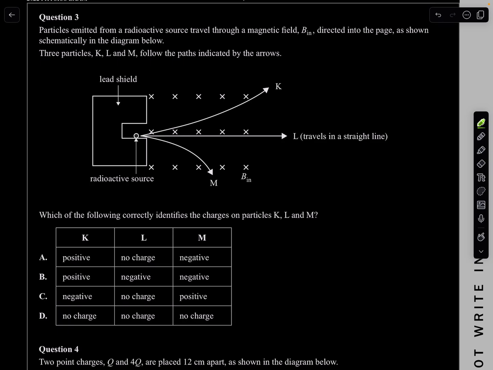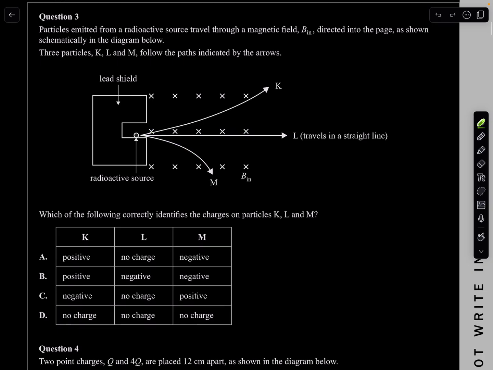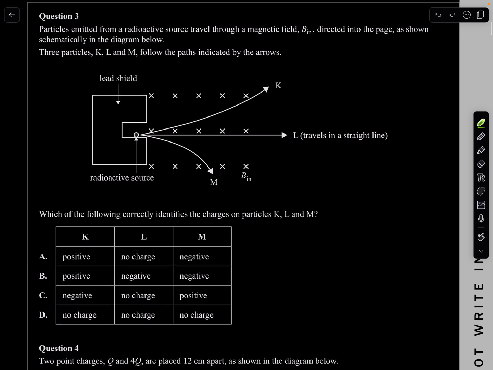So you should know that if a particle doesn't actually get affected, so it doesn't turn, but just keeps going straight, it's unaffected because it does not have a charge. There's no force created, so it doesn't have a charge. So L must have no charge, which looks like B is wrong because it says it's negative.